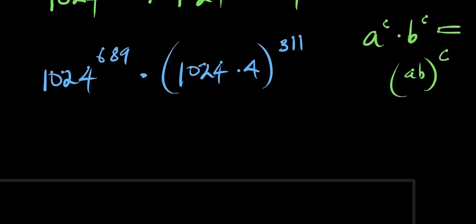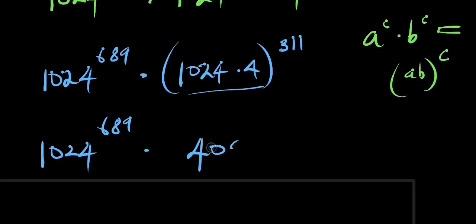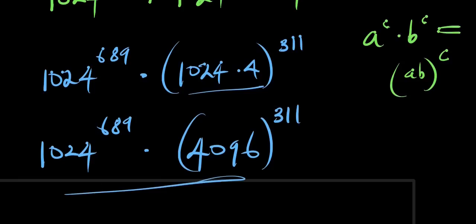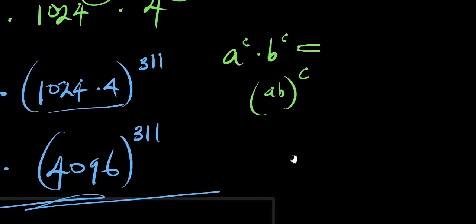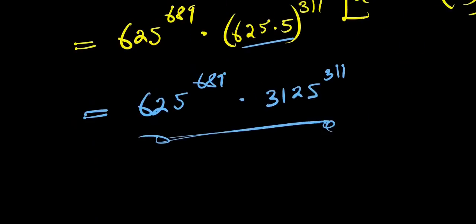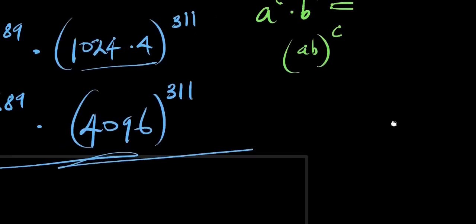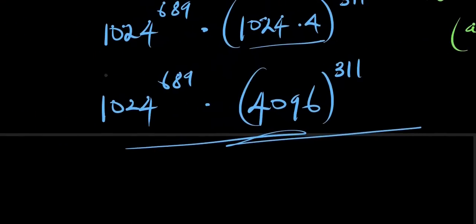So from here, we have 1024 power 689 times 1024 times 4, which will give you 4096, and this is raised to the power of 311. Let's also stop it here. So look at the one we had earlier on. Look at it here. This is 625 power 689 times 3125 power 311. And look at what we have here. So let me kindly copy this one down there so that we can easily compare.